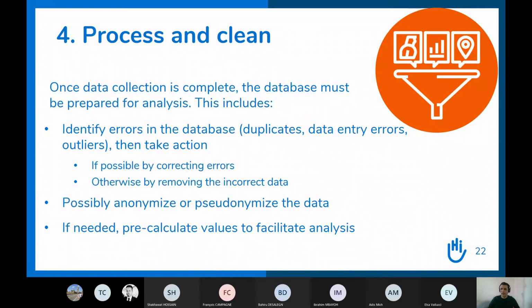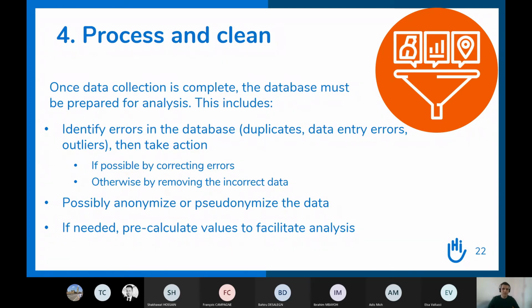That's also the step where you can anonymize the data, or the other term is pseudonymize, and we are going to talk about this in the data protection session. But basically, anonymizing means that you are really going to remove all personal identification information, and if it's anonymized, then you cannot know at all who is who in the database. Pseudonymization is when you just replace the personal information by an ID.